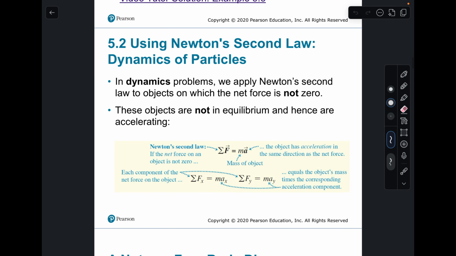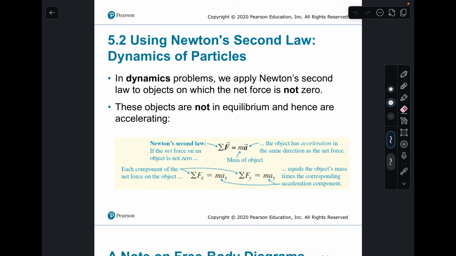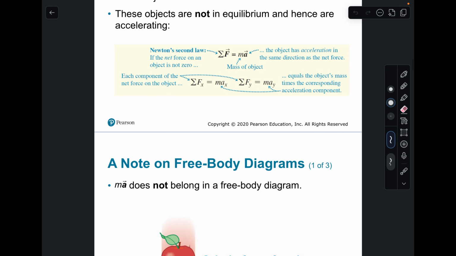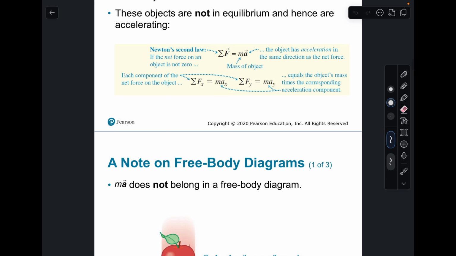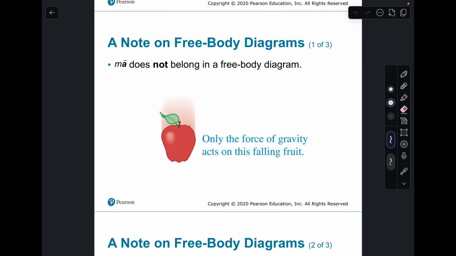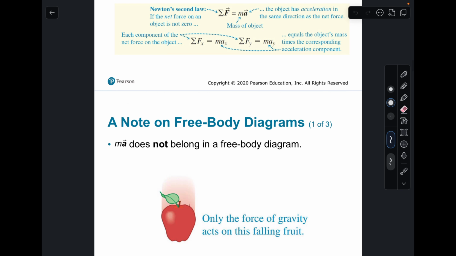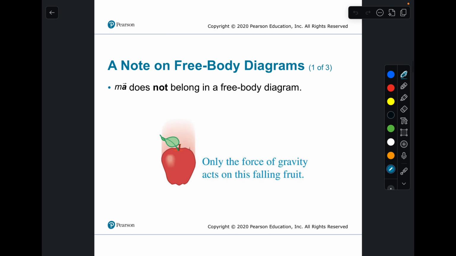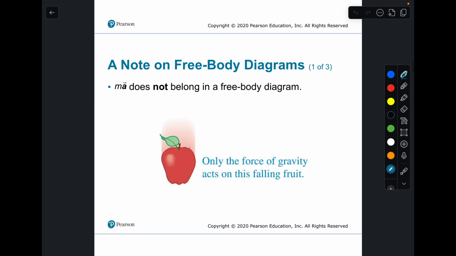So we've done several examples where the object was either not moving or moving with constant velocity, and we applied Newton's first law. Now we'll look at some examples where we're going to apply Newton's second law. These objects are not in equilibrium and thus they're accelerating, so we'll set the right-hand side this time equal to the mass of that particular object times its acceleration. So one common error is to include the right-hand side of Newton's second law on the free body diagram. And that does not belong on the free body diagram because why?